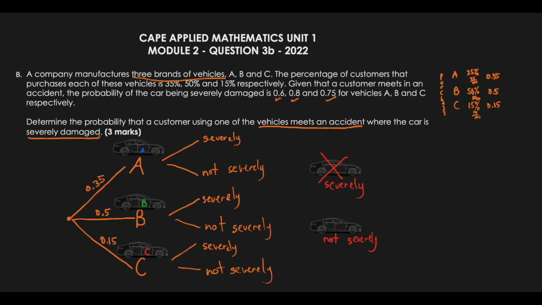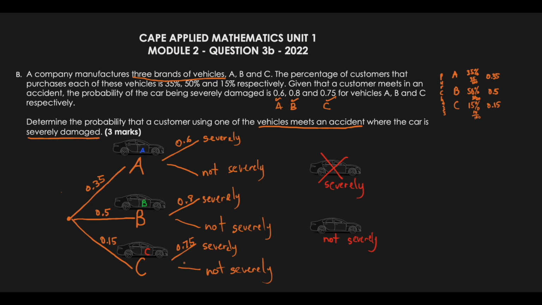Now, the question asks us to determine the probability that a customer using one of the vehicles, so it could either be A, or B, or C, ends up in an accident and the car is severely damaged. So in this case, for vehicle A, severely would be 0.6. For B, it would be 0.8. And for C, it would be 0.75. So I could put that here, 0.6, here would be 0.8, and this here 0.75. So therefore, we have 0.6, 0.8, 0.75.